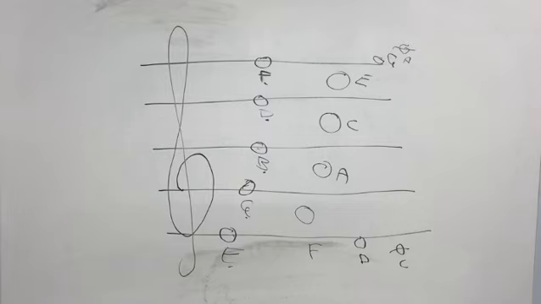Five lines, four spaces. Musical alphabet, A to G, and then it just loops.